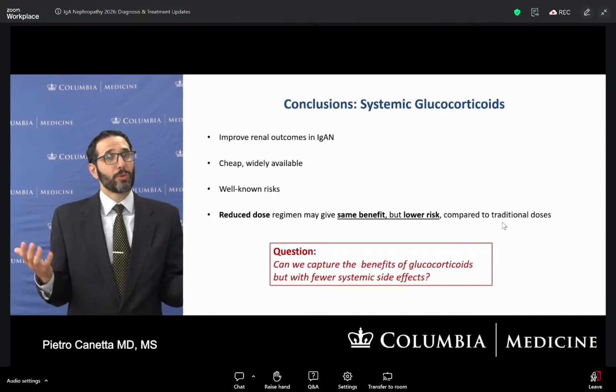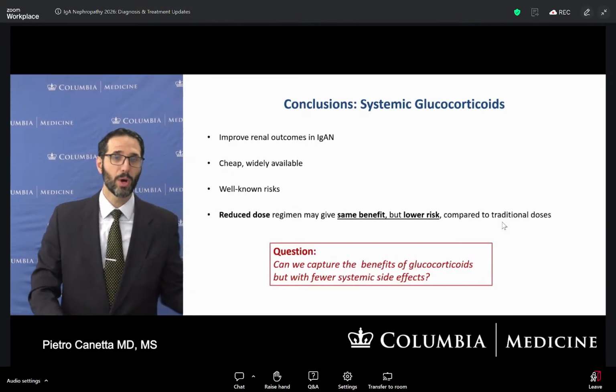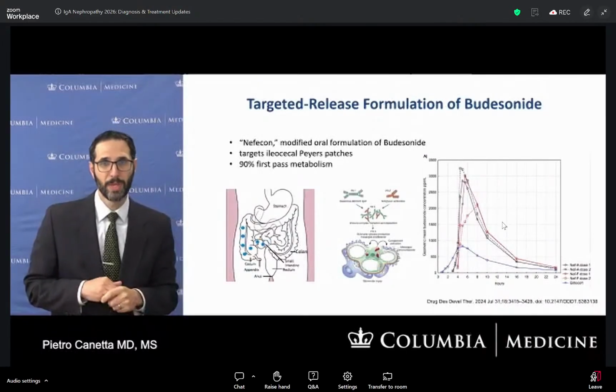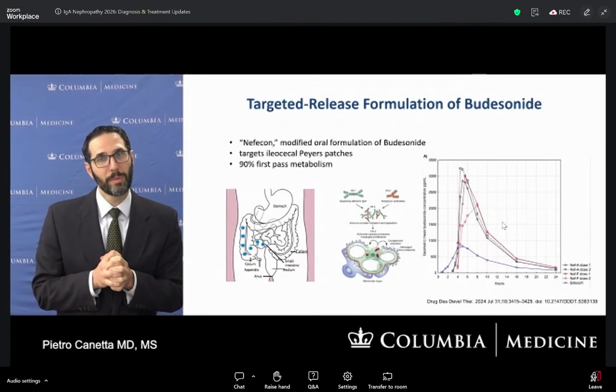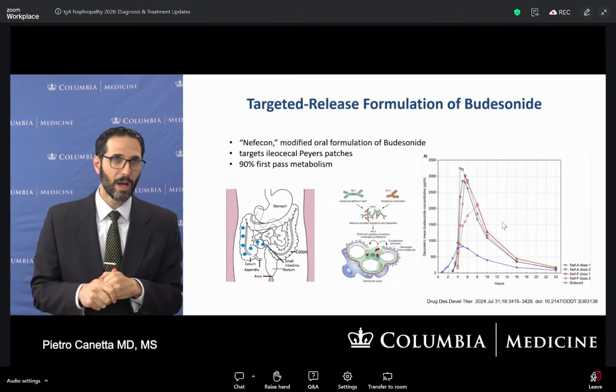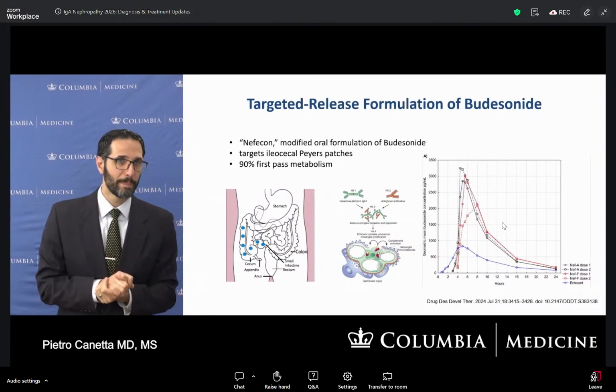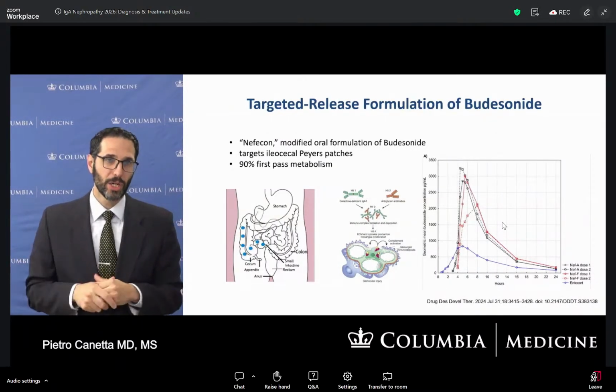But the question comes, well, can we do even better? Can we get rid of more of the risks while capturing some of these benefits? And here's where I'll bring in targeted release formulation of budesonide, which is now broadly known as Nefecon. It's marketed in the US as Tarpeo, in Europe as Kinpeygo.